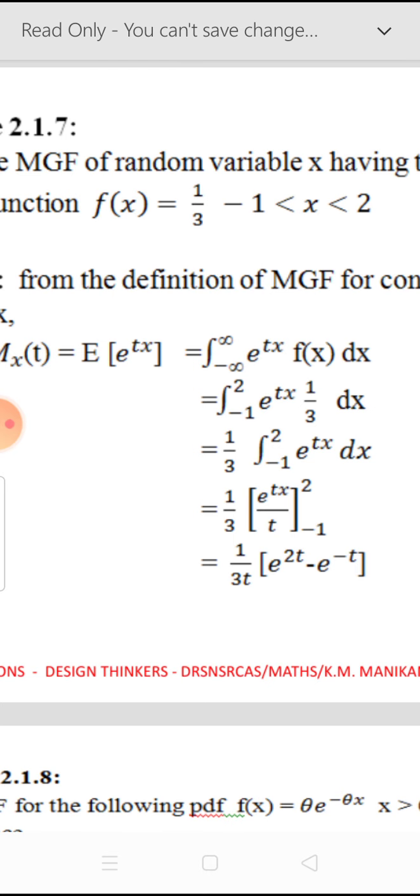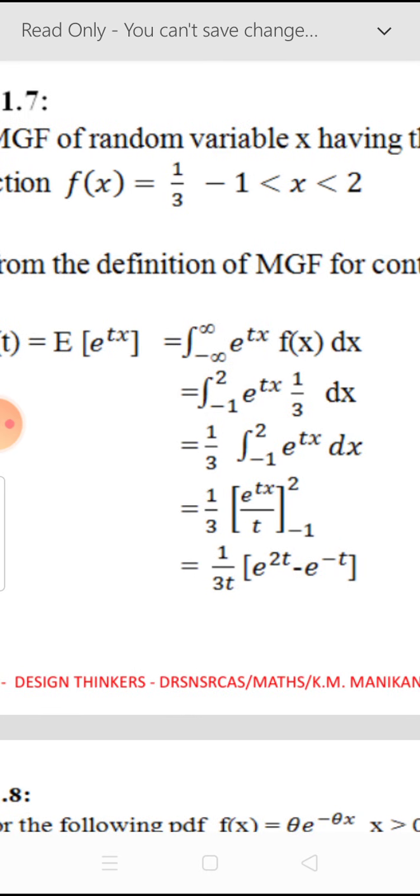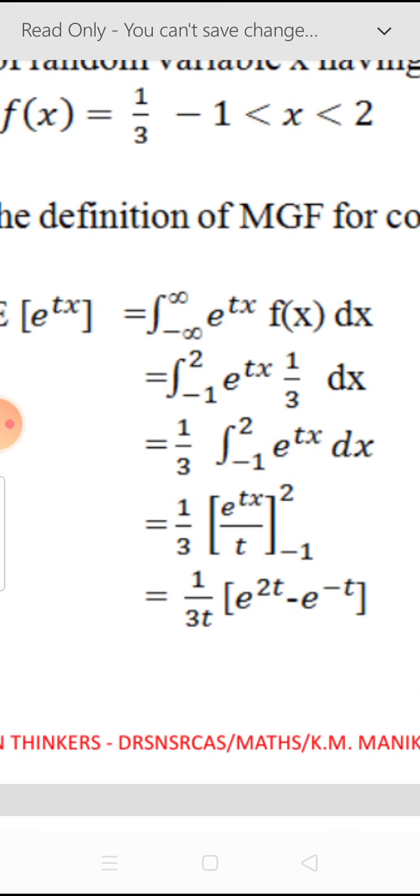Here we are given that the probability density function f of x is 1 by 3. So f of x is replaced by 1 by 3, and x takes values between minus 1 to 2, so the limits minus infinity to plus infinity are replaced by minus 1 to 2. 1 by 3 is a constant, so you take 1 by 3 outside. When e power tx is integrated, you get e power tx divided by t. Here t is a constant, and we are integrating with respect to x alone.